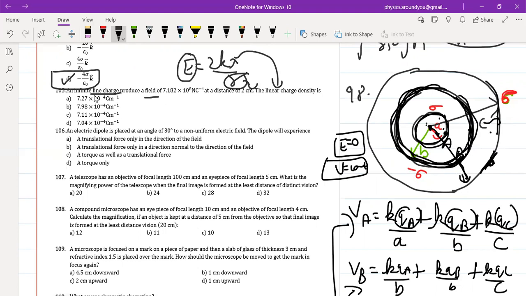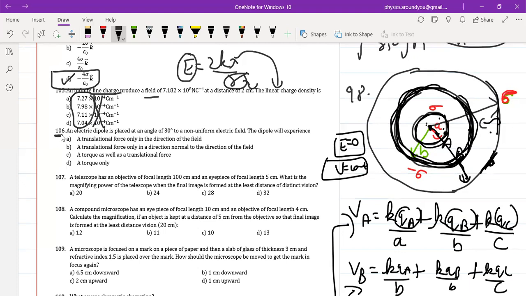You needn't calculate any of the powers since all of the options have the same power. Either it is 7.27, 7.98, 7.11 or 7.24. You need to be very careful with the numerical part. Substitute in E equal to 2K lambda by R and get the answer. Ignore the powers, just consider the numerical parts. Okay, that is question number 105.